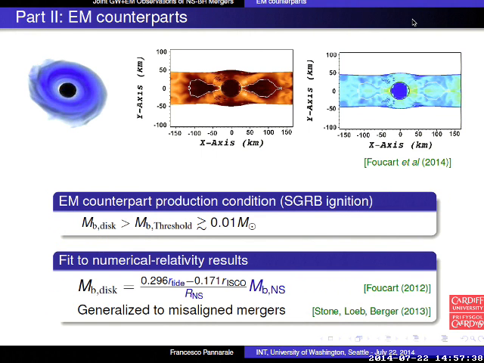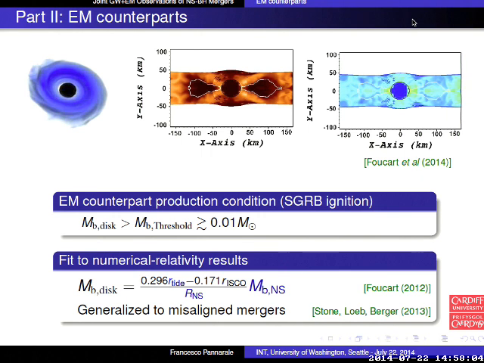Oh, yeah, I had the slide. Instead of saying this in words, I could have shown it. In other words, if the remnant disk mass is bigger than the threshold of the order of a percent of the solar mass, we do have an EM counterpart. In particular, we're thinking of SGRB ignition. Otherwise, the system is EM silent.